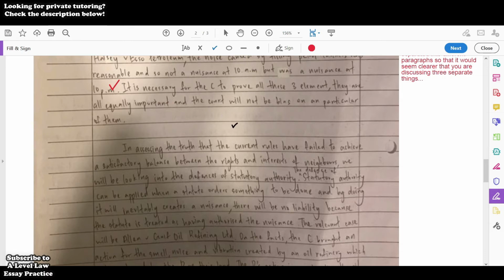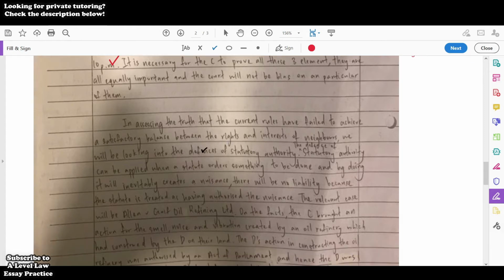Right, now let's move on to the next paragraph. In assessing the truth that the current rules have failed to achieve a satisfactory balance between the rights and interests of neighbors, we will be looking into the defenses of statutory authority.